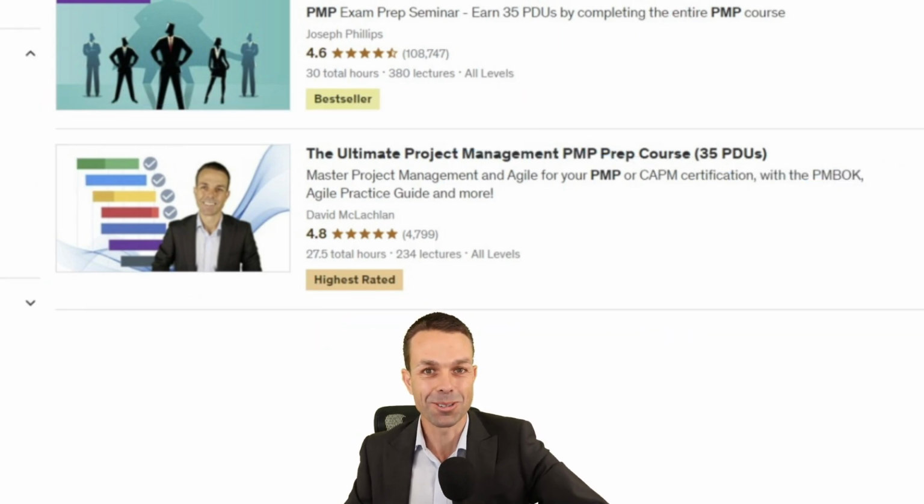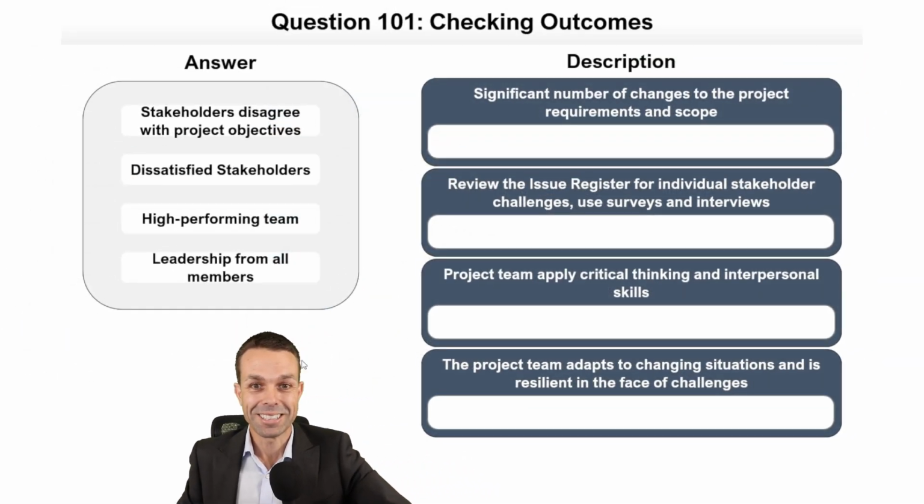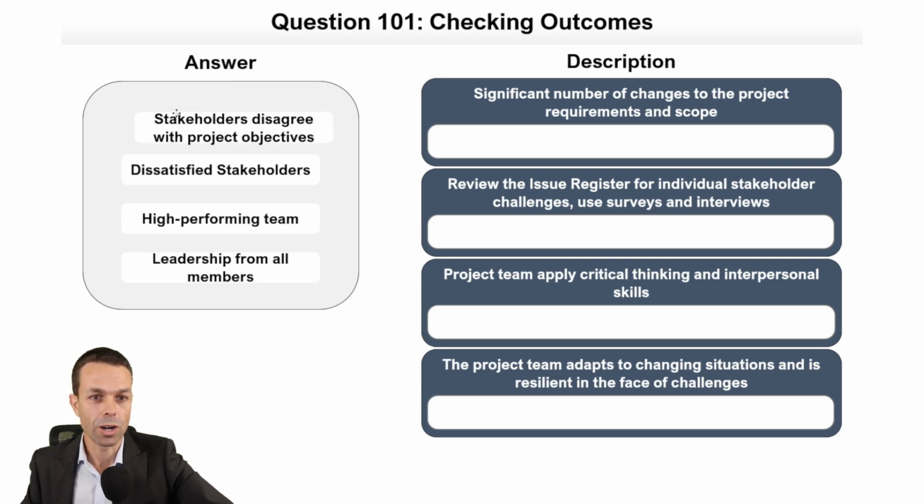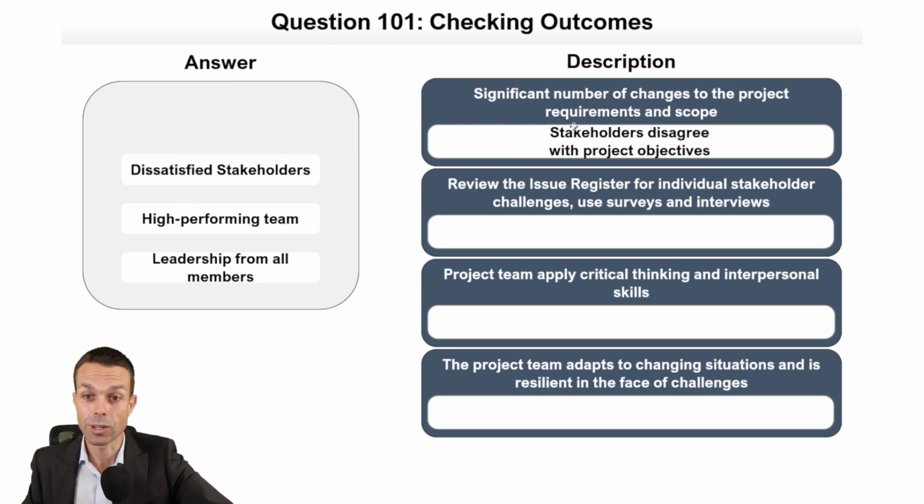And let's get into the first question. All right, checking outcomes. A significant number of changes are happening to the project requirements and scope. Okay, so what's the scenario that's leading to these issues? If we've got a lot of changes to the requirements and scope, stakeholders disagree with the project objectives. Let's put that in there for now and we can always change it.